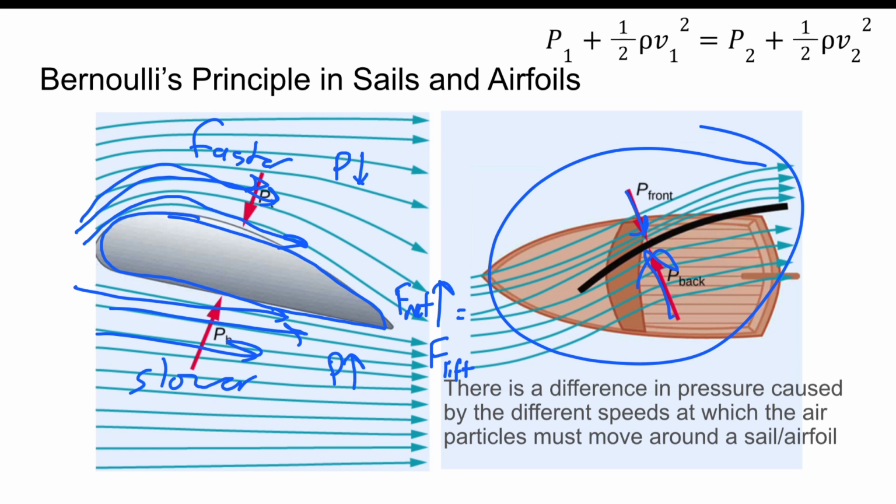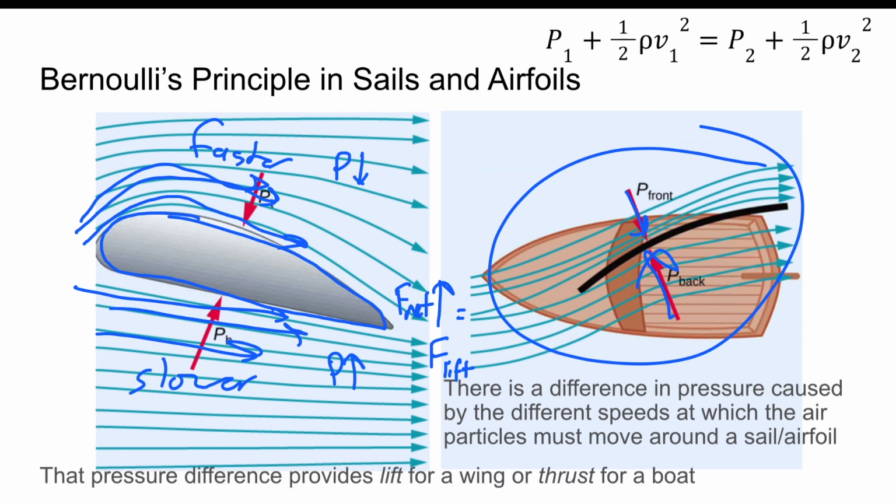So there's a difference in pressure caused by the different speeds at which the air particles must move around the sail or the airfoil, and that difference in pressure provides lift for the wing or the plane or the bird, and provides thrust for the boat.